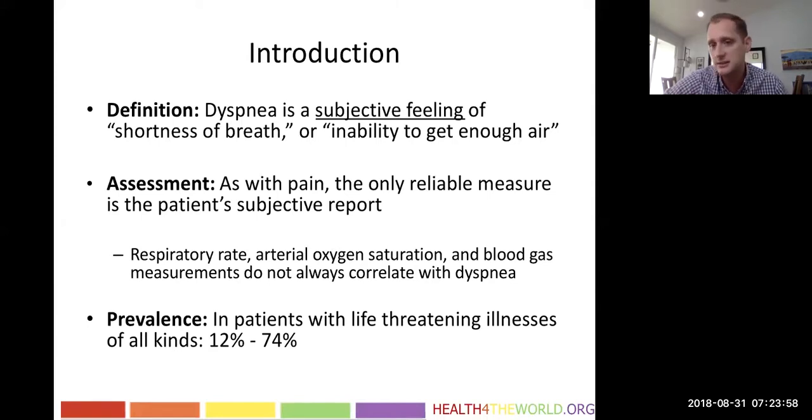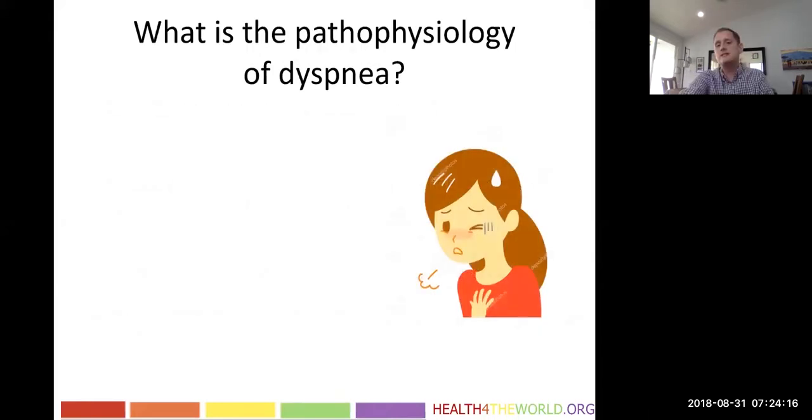And the prevalence, as I'm sure you all see, is incredibly common, especially for seriously ill patients. There's been studies to try and equate it in somewhere between 12% and 74%. So an easy way to think is probably about half of your seriously ill patients will experience dyspnea at some point. The pathophysiology of dyspnea.